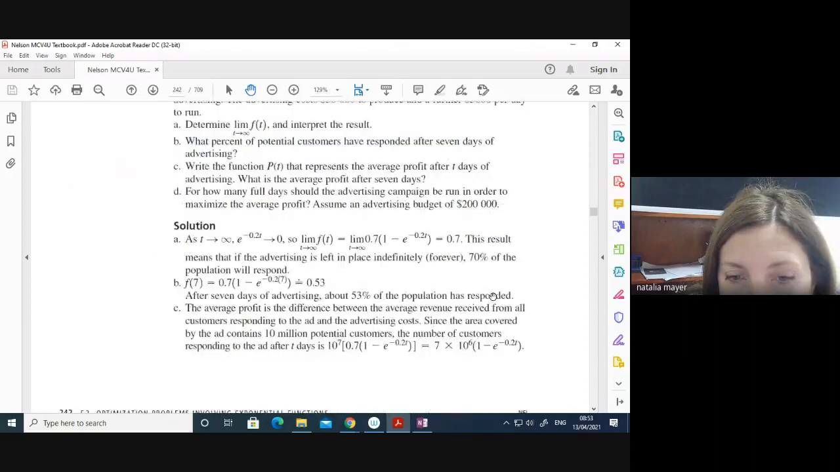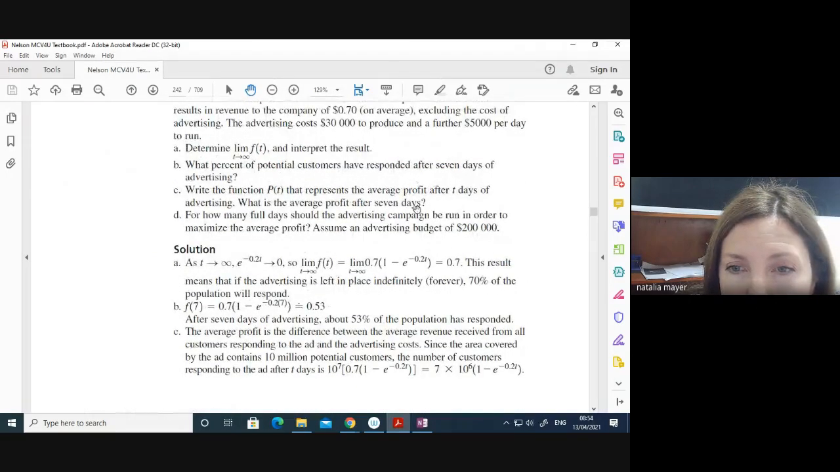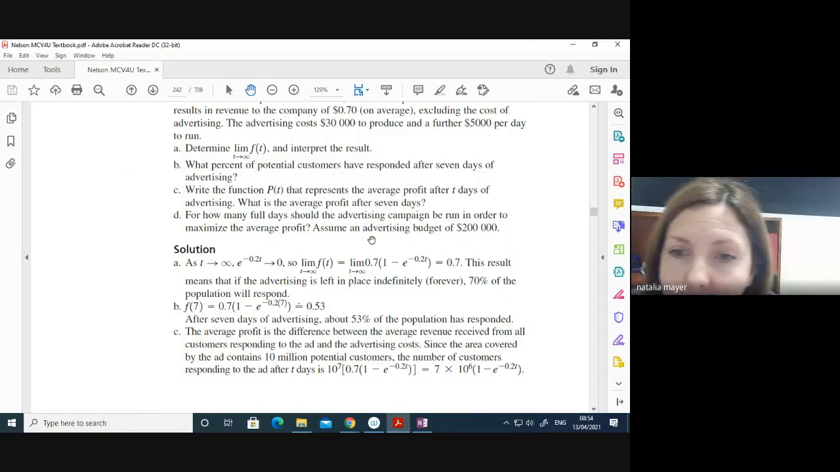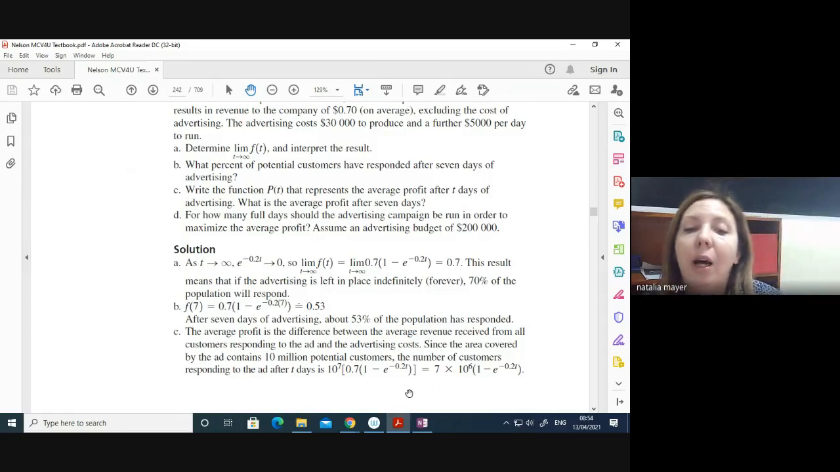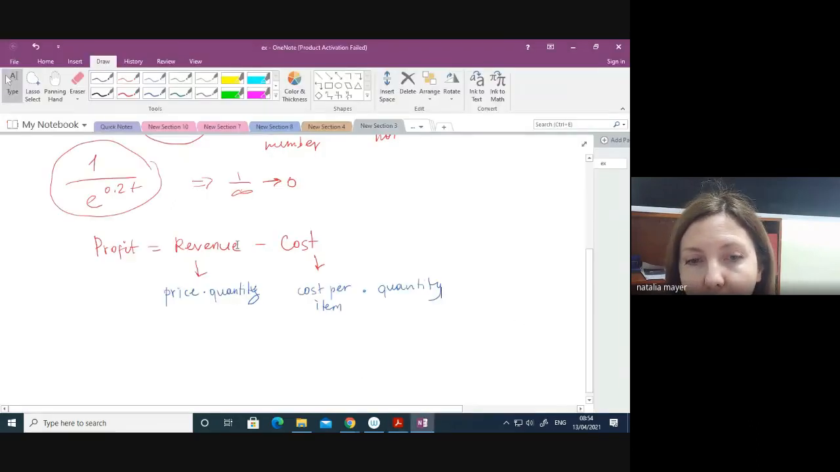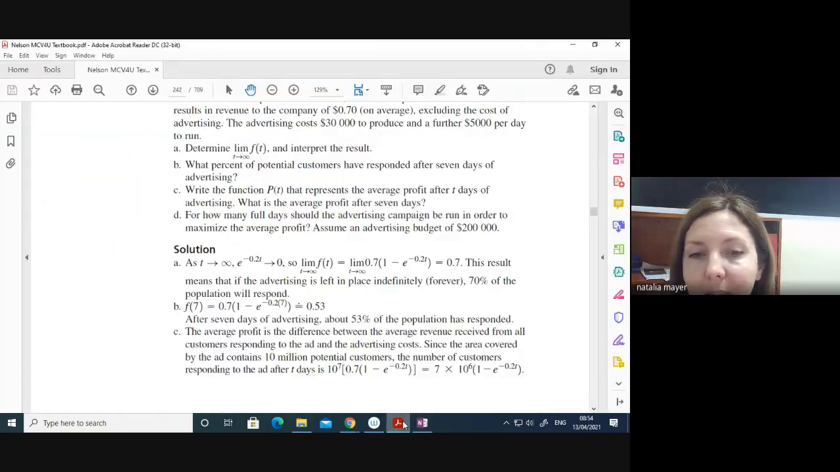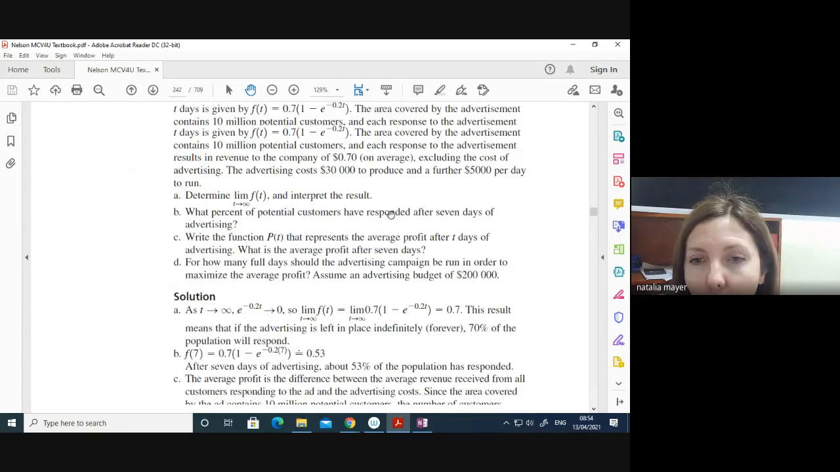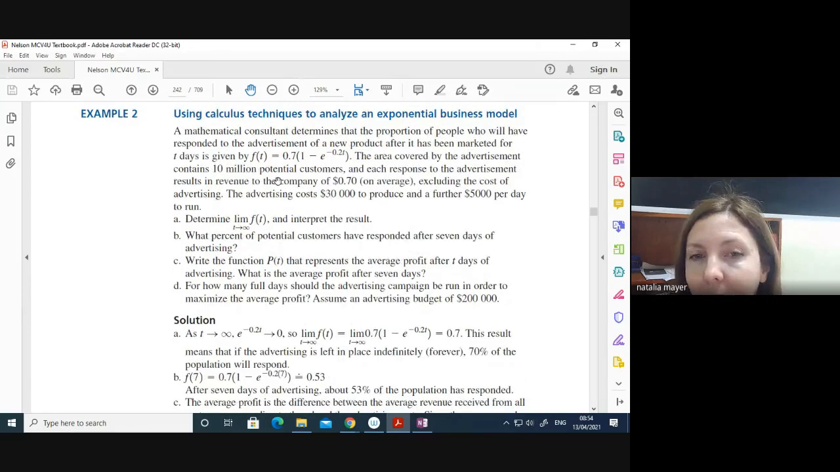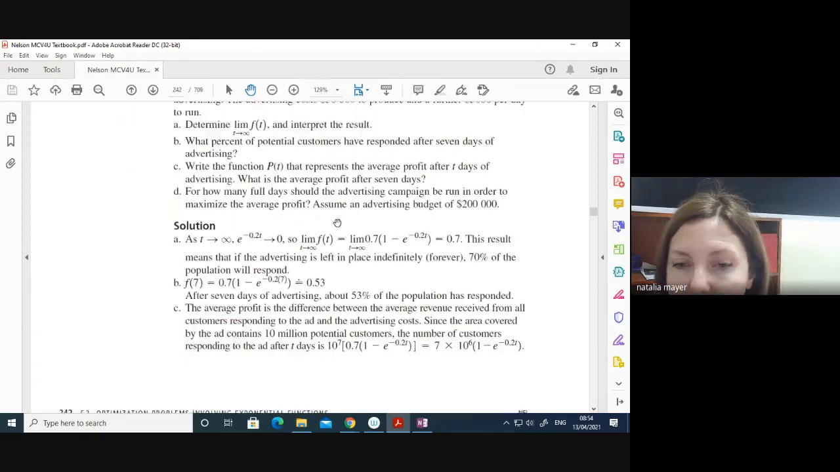Okay, first of all, they're asking for the average profit after 7 days. Write the function that represents the average profit after t days of advertising. First of all, we want the quantity, because we need the quantity both in the revenue and the cost. This function, f of t, gives us only the proportion of people who are responding. But we know that there are 10 million potential customers in the area.